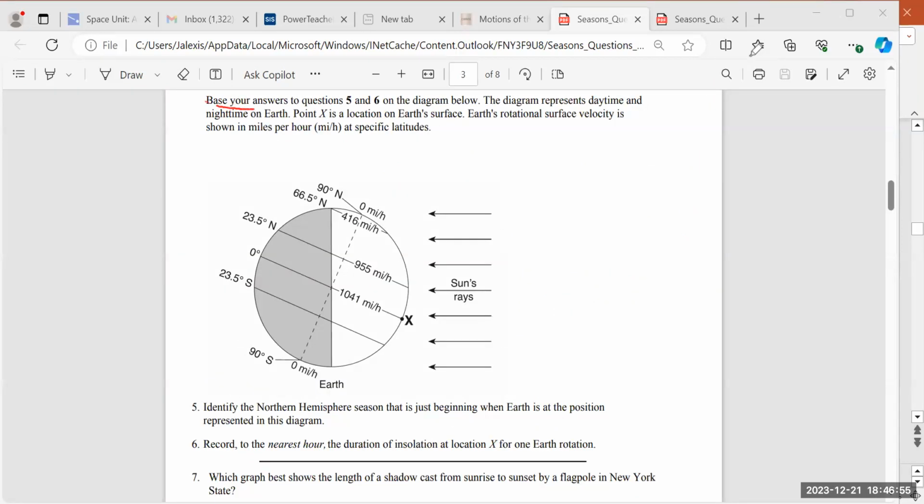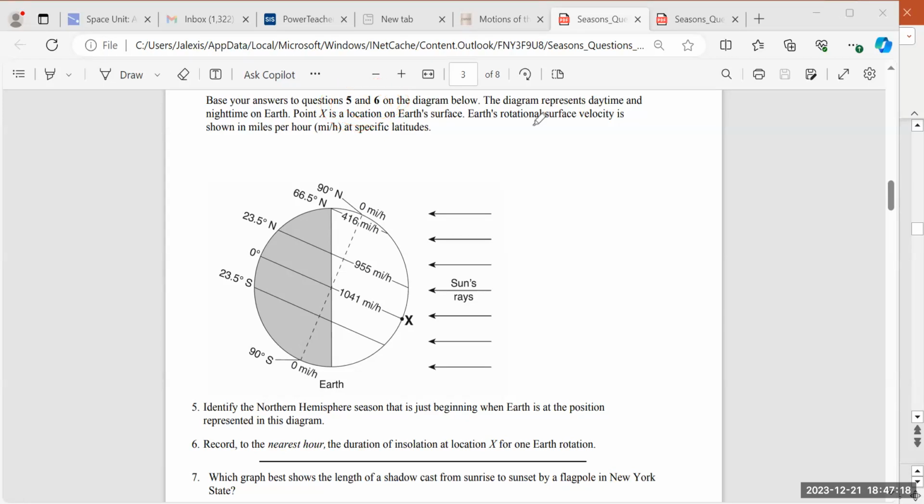Right. So it says, base your answers to questions 5 and 6 on the diagram below. The diagram represents daytime and nighttime on Earth. Point X is a location on Earth's surface. Earth's rotational surface velocity is shown in miles per hour at specific latitudes. So this diagram is focusing on questions 5 and 6.